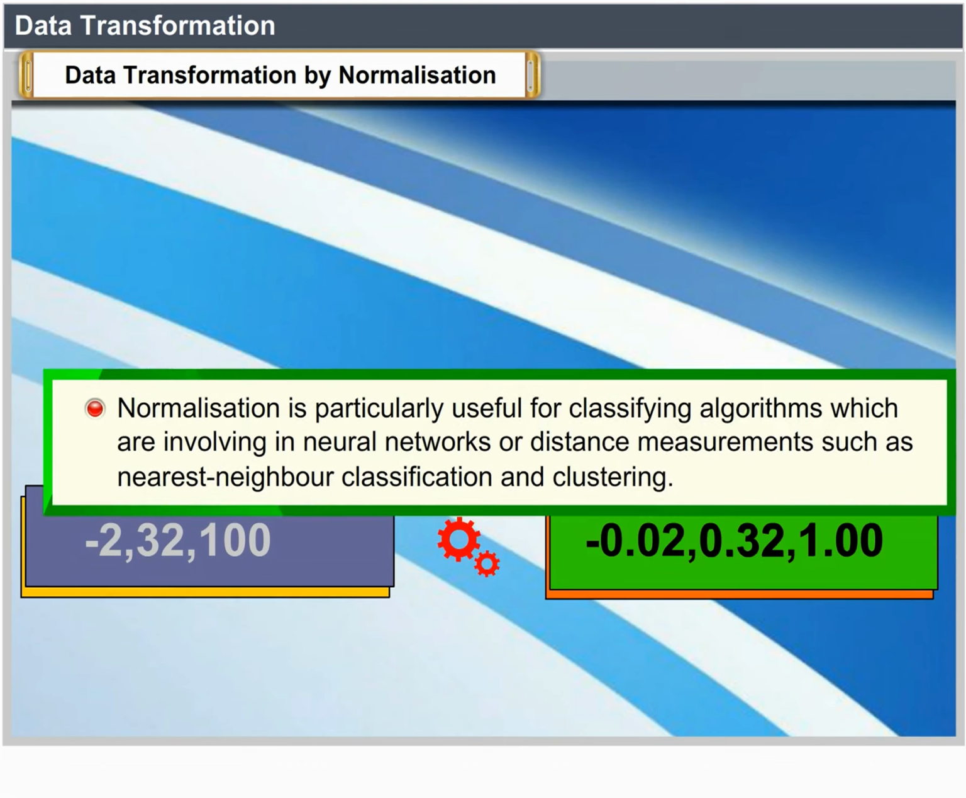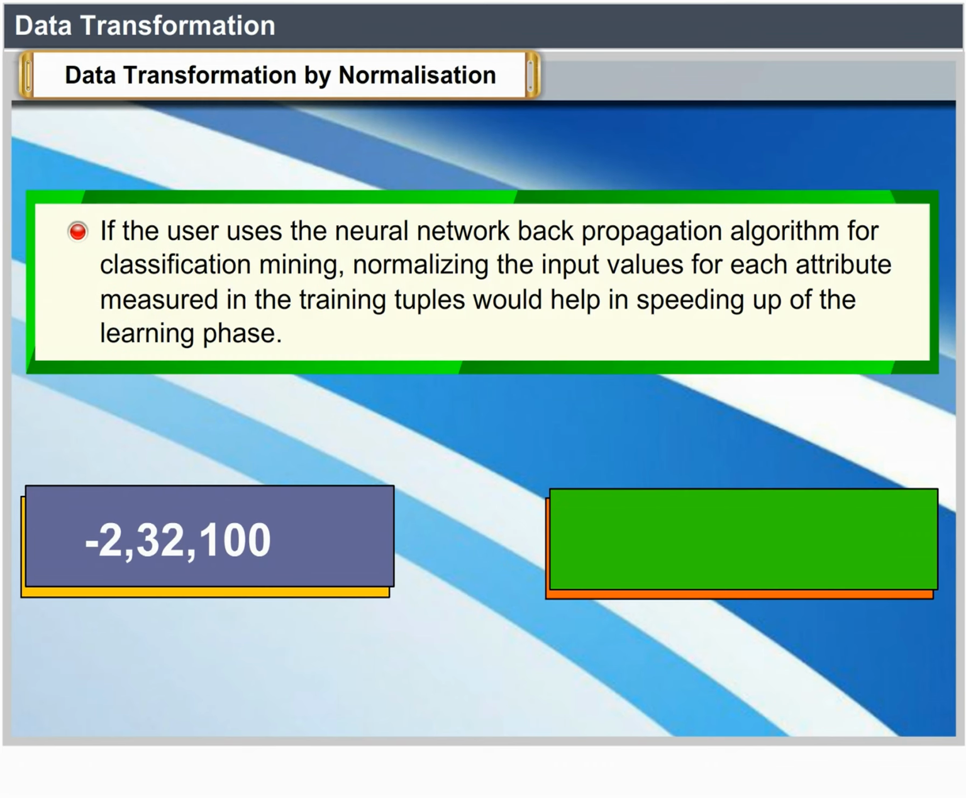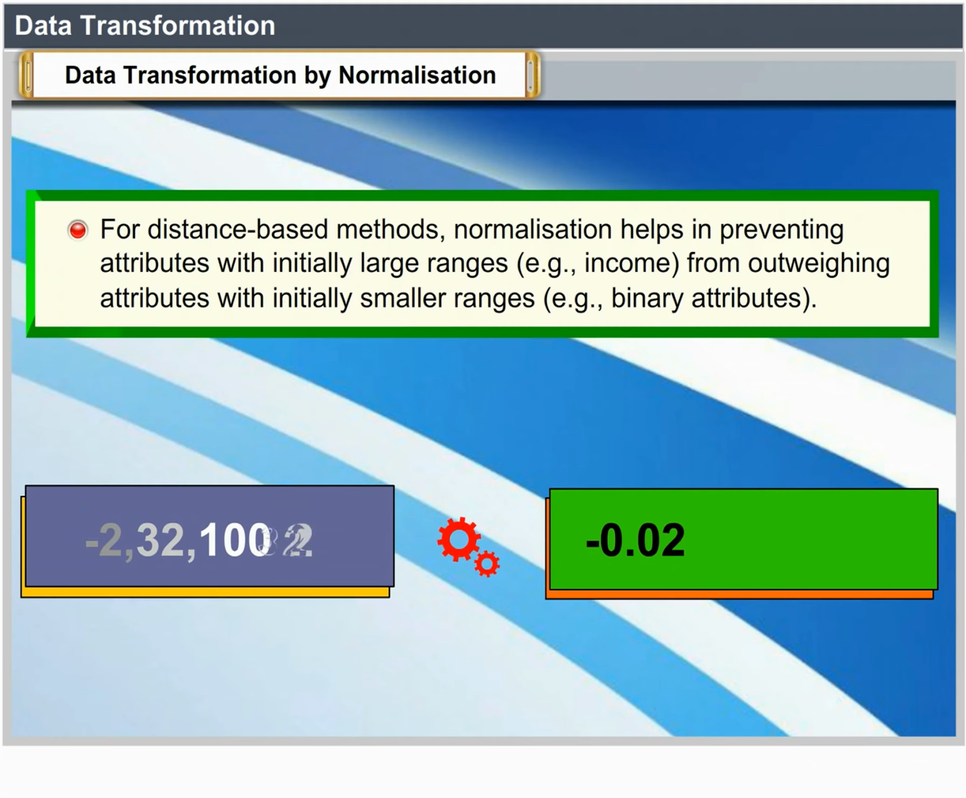Normalization is particularly useful for classification algorithms involving neural networks or distance measurements such as nearest neighbor classification and clustering. In using the neural network backpropagation algorithm for classification mining, normalizing the input values for each attribute measured in the training tuples will help speed up the learning phase. For distance-based methods, normalization helps prevent attributes with initially large ranges, such as income, from outweighing attributes with initially smaller ranges, such as binary attributes.